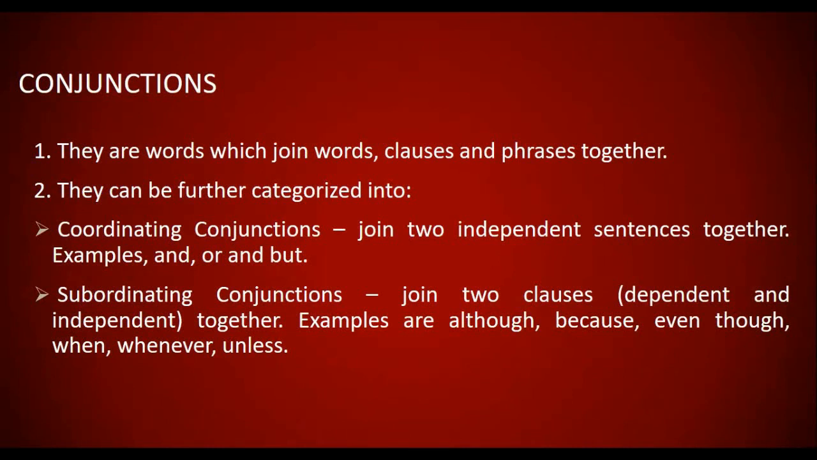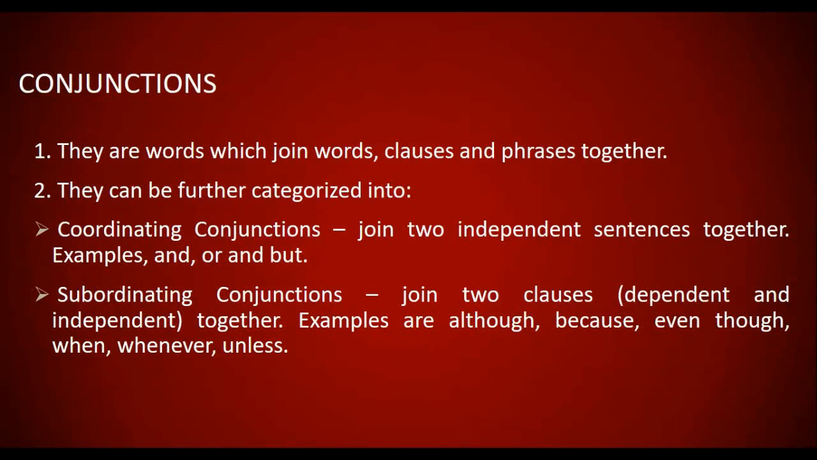A coordinating conjunction would always join two independent sentences. I am teaching, my brother is sleeping. Now, these two are independent sentences, and I am going to connect them. I am teaching and my brother is sleeping. So because and is connecting two independent sentences, it is a coordinating conjunction.